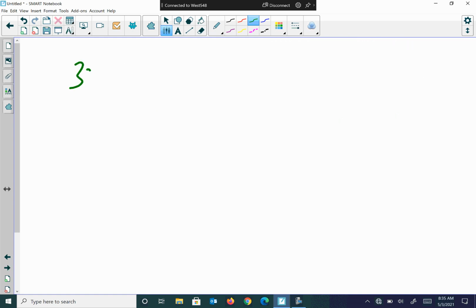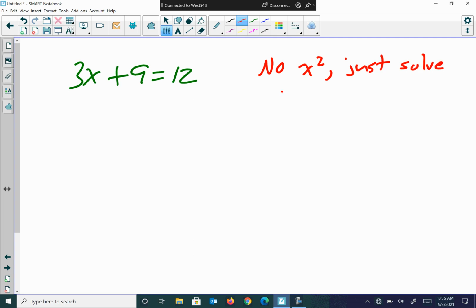Let's try this one. Now, question for you. Is anything squared up there? No. So solve this like second week of Algebra 1. Another question. Didn't you tell us that if there's no x squared, it's just no solution?